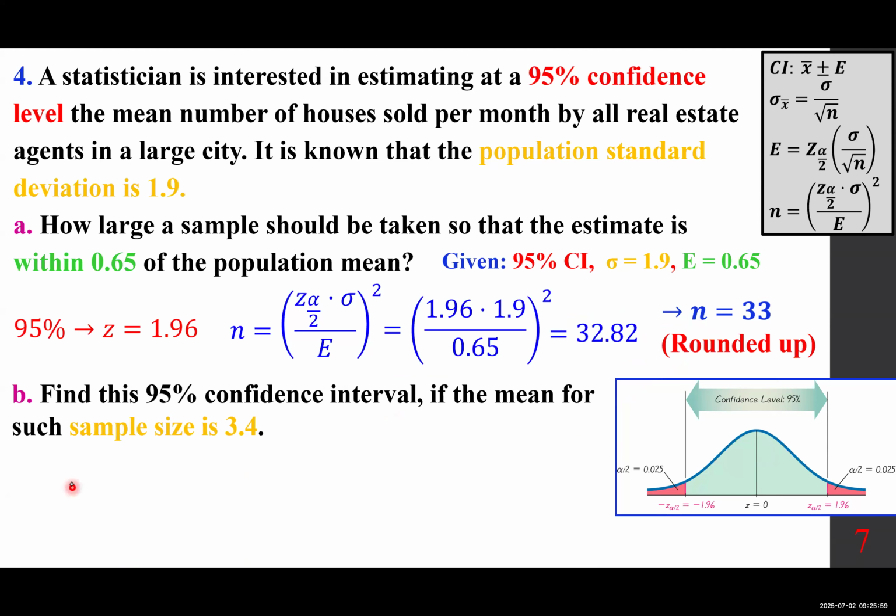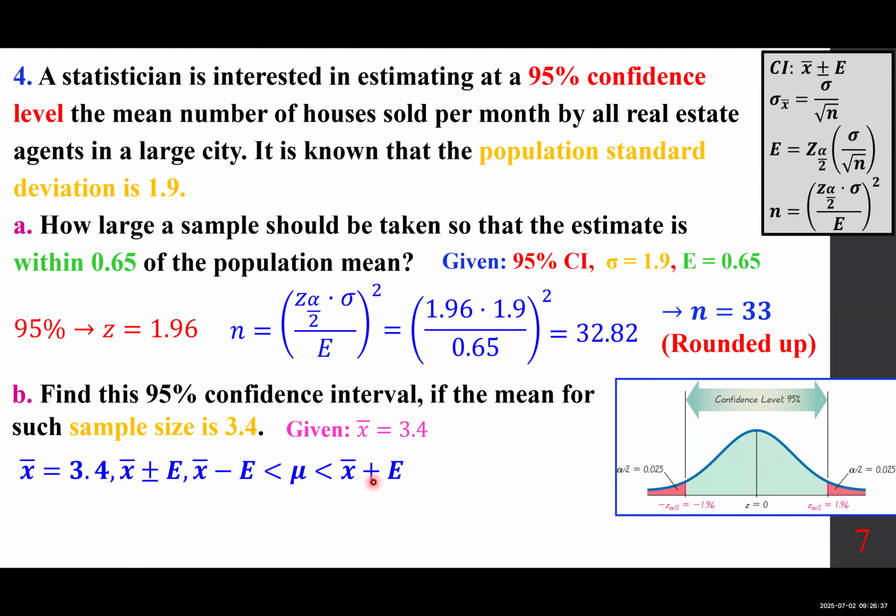Now, find this 95% confidence interval if the mean for such sample size is 3.4. That is, X bar is 3.4. The formula is X bar plus or minus E, or mu is between X bar minus E and X bar plus E. Please understand, sometimes they want you to answer it in this format, sometimes in that format.